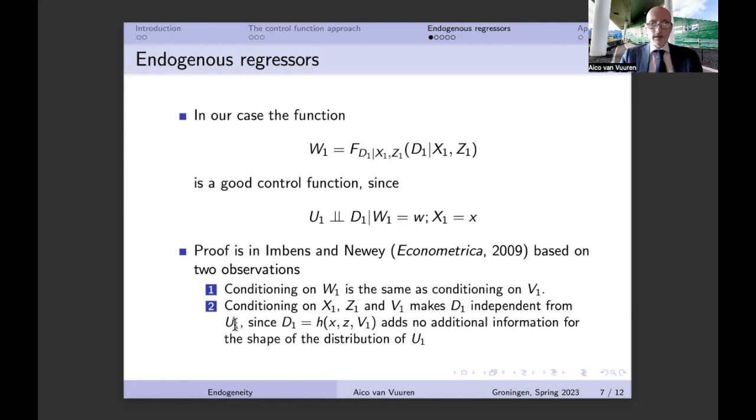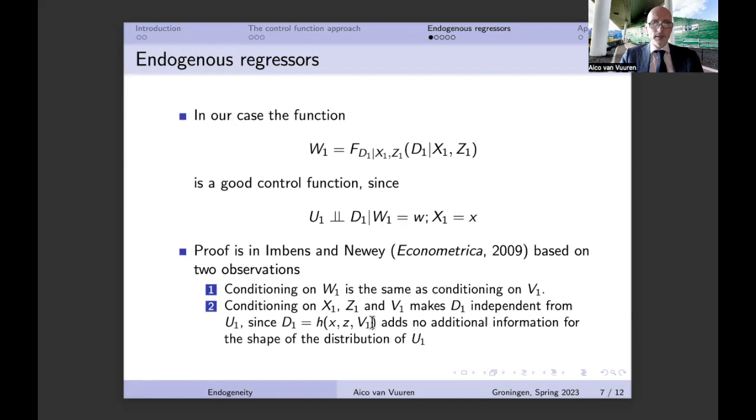We should realize that this means that at the moment that we condition on x1 and z1, we can always condition on x1 and z1 because they are observed. We can also condition on v1 because we can instead condition on w1 because of this thing that we say over here. So we can condition on x, z, as well as on v, and that makes d1 completely deterministic, and therefore it does not add any information for the shape of the distribution of u1.